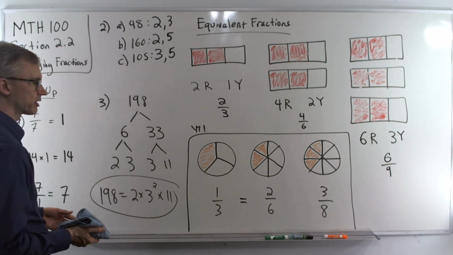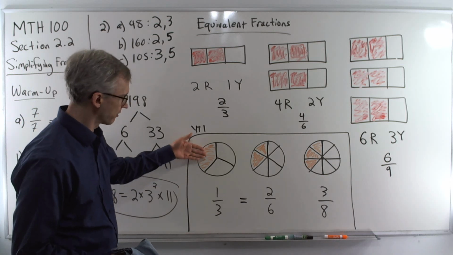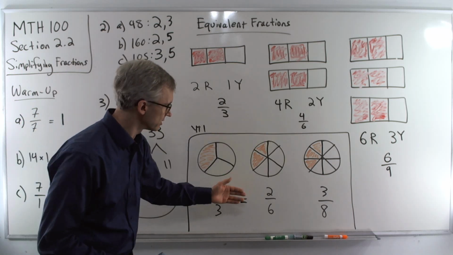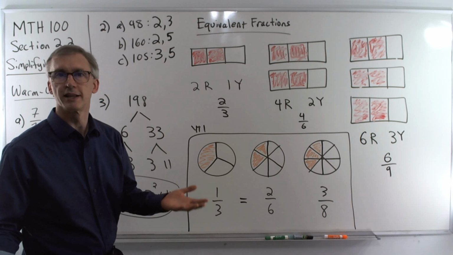So it doesn't matter if you cut the pizza up into 3 pieces and take 1/3, or if you cut it up into 6 pieces and take 2 pieces. You end up getting the same amount of pizza.